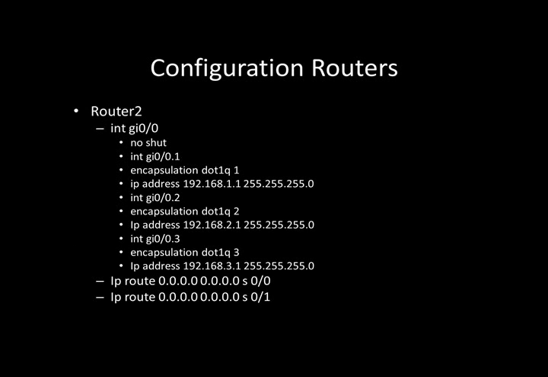And so now we moved on to configuring the routers. Configuring router 2, we had to configure the interface GI0/0 on router 2. First we did a no shut, and we worked on interface GI0/0.1, and we allow encapsulation dot1Q 1, assigning IP address 192.168.1.1 with subnet 255.255.255.0.